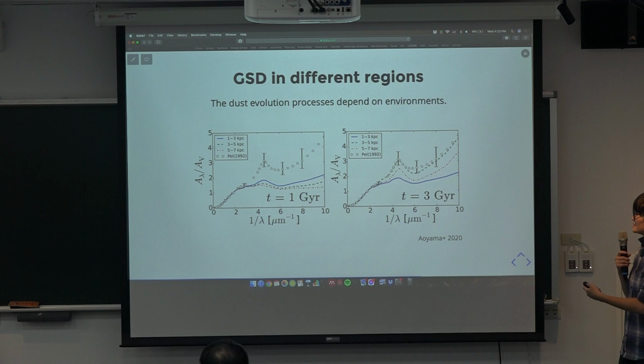So I haven't checked how it would be if we sum up all the extinction, to average all the extinction into one single galaxy. I'm not sure about that, but I just want to remind you that the spatial grain size distribution will actually be different in different regions of galaxies.